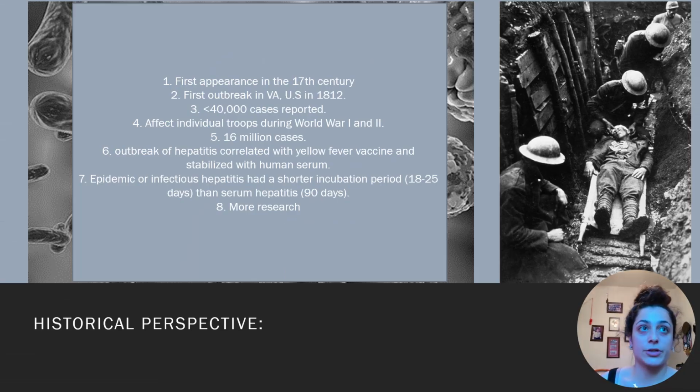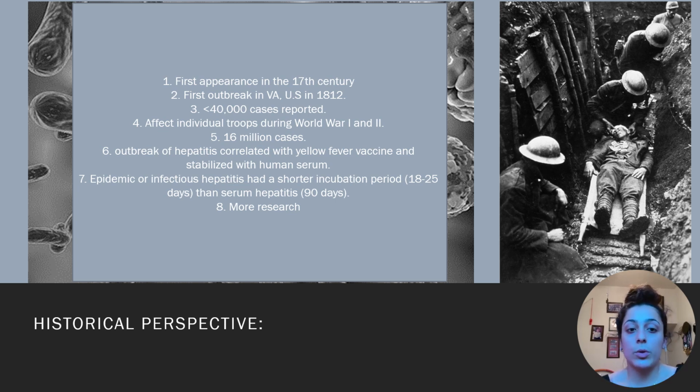And so hepatitis A first emerged in the 17th century, primarily in association with military campaigns. The first recognized outbreak occurred in Virginia in 1812, during which time the virus was most prevalent among Union troops during the Civil War. And the outbreak resulted in around 40,000 reported cases.